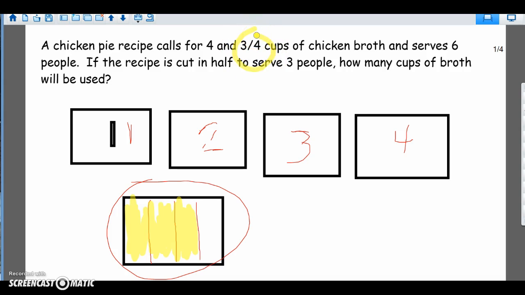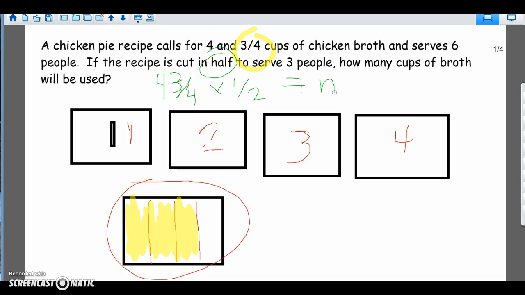All right, so the problem tells us that we're cutting it in half. And we have to recognize that when we see half, that means we are going to be multiplying something by a half. So we now see an equation that we can set up. That is 4 3/4 times 1/2 equals an answer that we don't know, so equals variable n. So that's your algebraic equation.